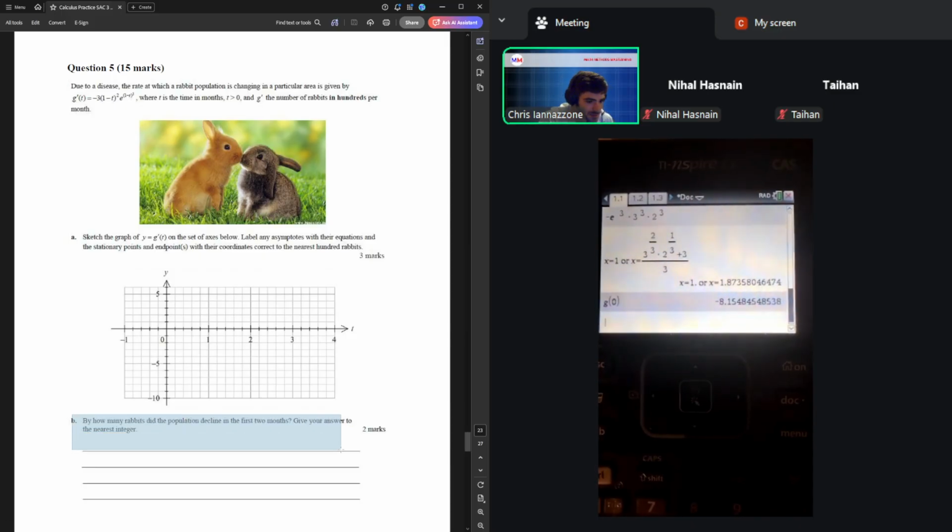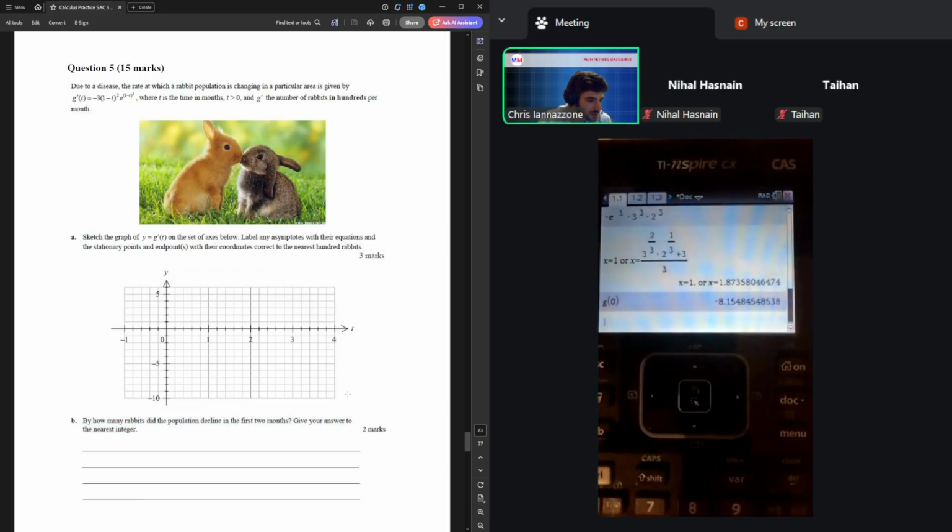If there's no further questions, have a look at part B. By how many rabbits did the population decline in the first 2 months? So how many were actually lost? That's a cool question.